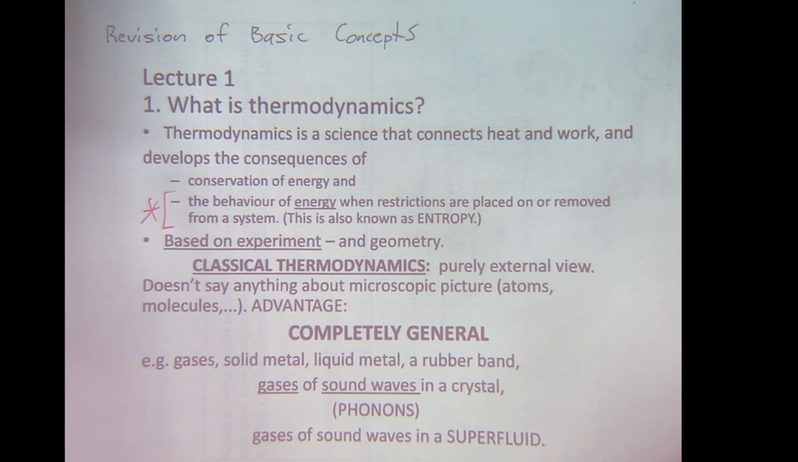This is called entropy. Right? Entropy is the behavior of the energy. It's how energy spreads out when you remove restrictions from some experimental system. You allow energy to flow. Once the energy flows out, you can't get it back in without help. And that's basically the second law of thermodynamics, based on experiment and geometry.